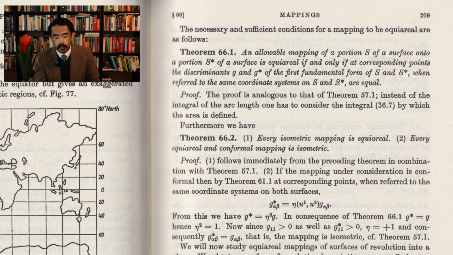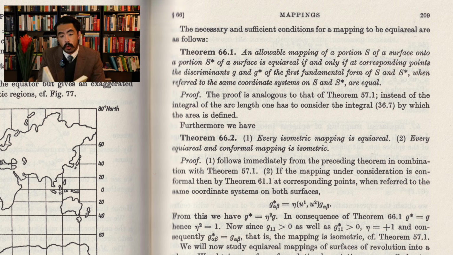The necessary and sufficient conditions for a mapping to be equiareal are as follows. Theorem 66.1. An allowable mapping of a portion S of a surface onto a portion S star of a surface is equiareal if and only if at corresponding points the discriminants G and G star of the first fundamental form of S and S star, when referred to the same coordinate systems on S and S star, are equal.